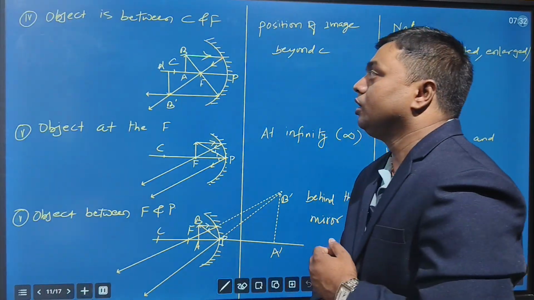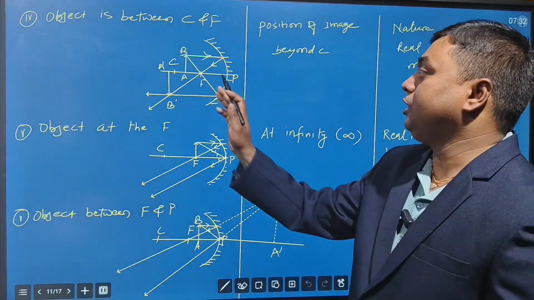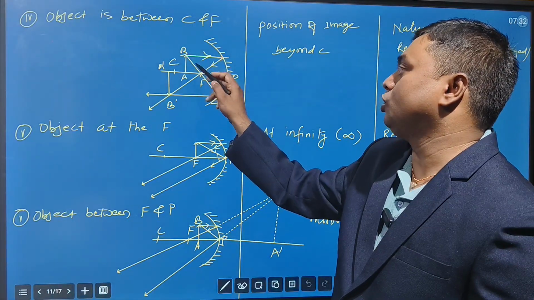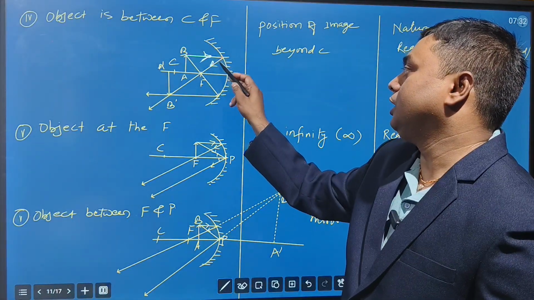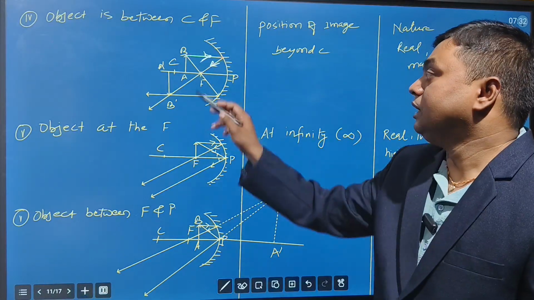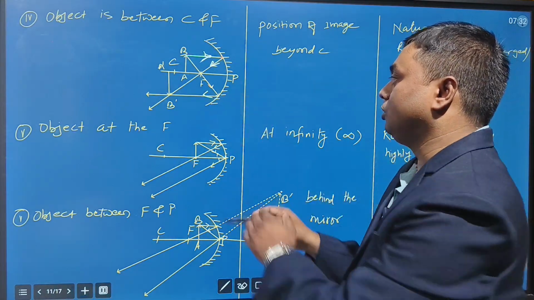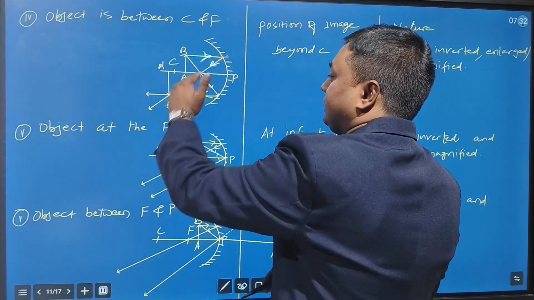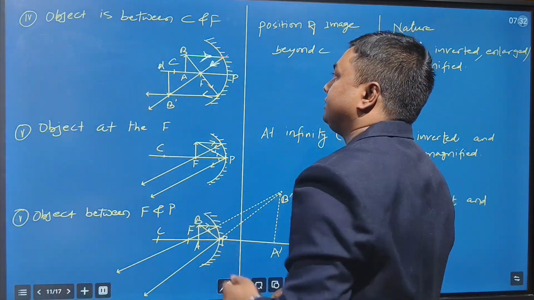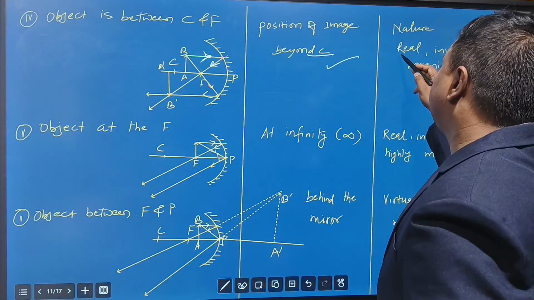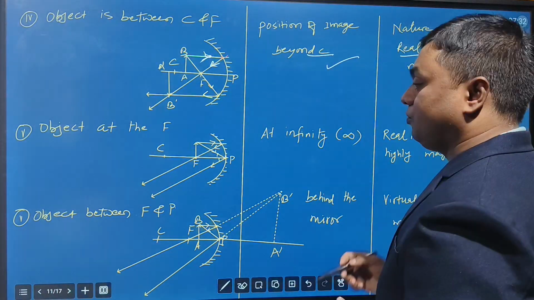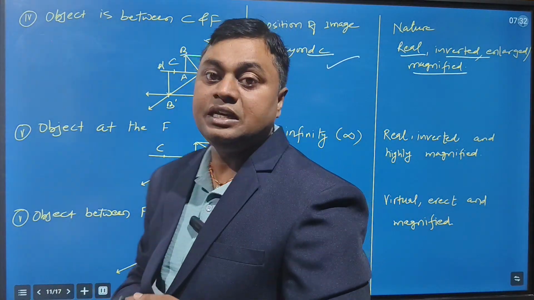Now when we take the object between C and F, here AB is the object. One light ray you take parallel, it passes through focus. Yes or no? Second, you pass through the focus, so it will become parallel. Now, as you can see here, this light ray and this light ray is meeting where? Beyond C. So, image is formed beyond C. It is real, inverted, and magnified, or also you can say enlarged.